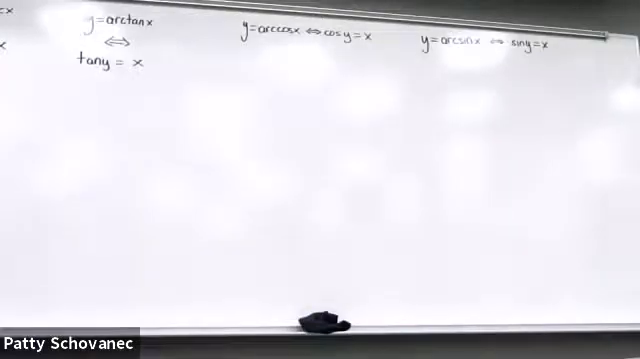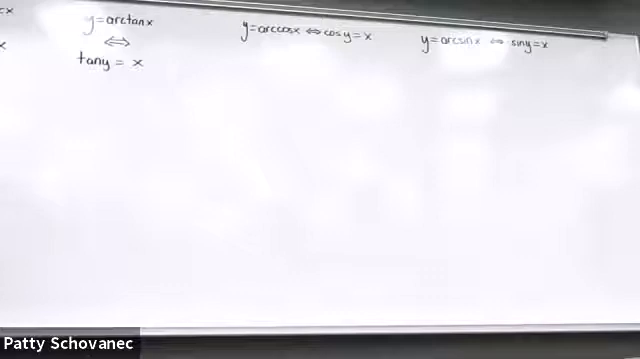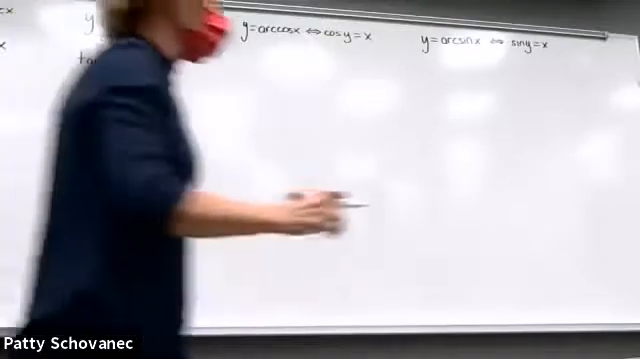Will they fit over here? y is equal to the arccosecant of x if and only if the cosecant of y gives you x. And then finally, y is equal to the arccotangent of x if and only if the cotangent of y gives you x. There's our six inverse trig functions.